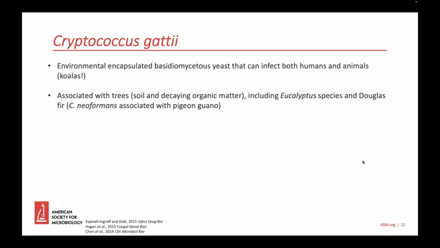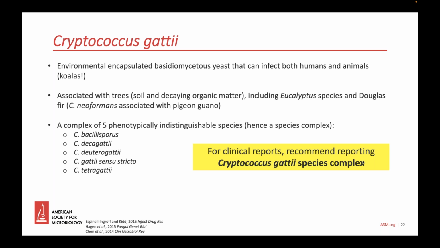In contrast, Cryptococcus neoformans is associated with pigeon poop. It's a complex of 5 phenotypically indistinguishable species, hence it's termed a species complex. And I've listed those species here. Cryptococcus gattii sensu stricto is one of those species. But for clinical reporting, I recommend either calling it Cryptococcus gattii or, probably more formally, Cryptococcus gattii species complex, rather than, if you were to uncover those identifications using molecular methods, reporting them out as the species name. So I think keeping it Cryptococcus gattii species complex is the way forward.